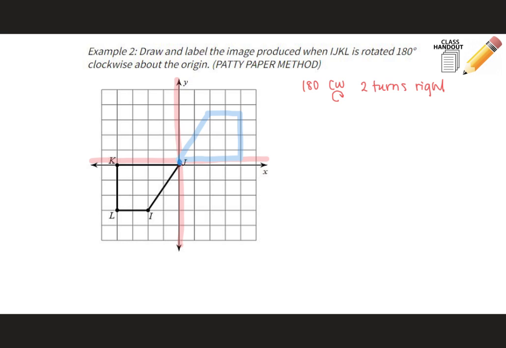So this point right here, that's going to be J prime. This point right here, so it's going to be right here, that's going to be K prime. Then right above K prime, we have the point right here, which is going to be L prime. And then lastly, we have our point right here, which is going to be I prime. So here's my new figure. And there it is using patty paper.